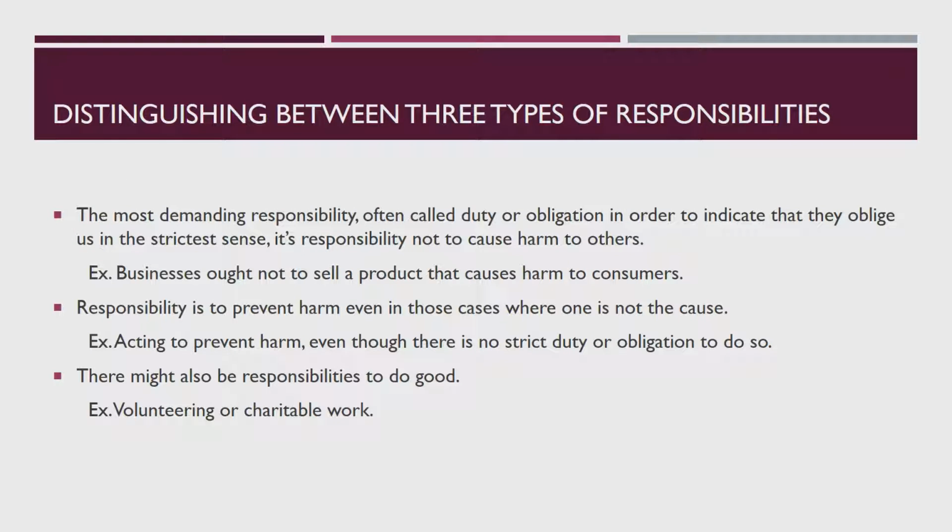Distinguishing between three types of responsibilities. The most demanding responsibility, often called duty or obligation in order to indicate that they oblige us in the strictest sense, is the responsibility not to cause harm to others. Example, businesses ought not to sell a product that causes harm to consumers. Another responsibility is to prevent harm even in those cases where one is not the cause. Example, acting to prevent harm even though there is no strict duty or obligation to do so. There might also be responsibilities to do good. Example, volunteering or charitable work.